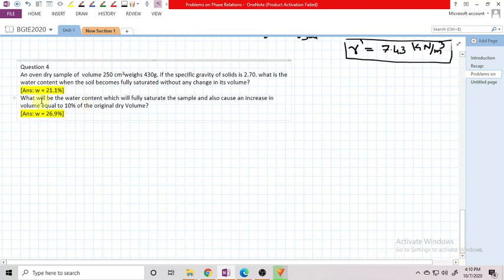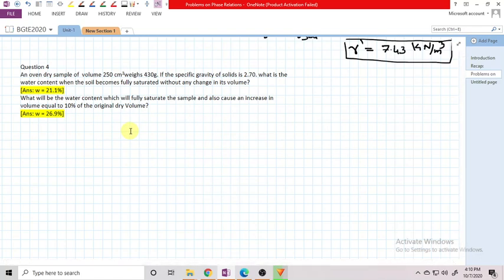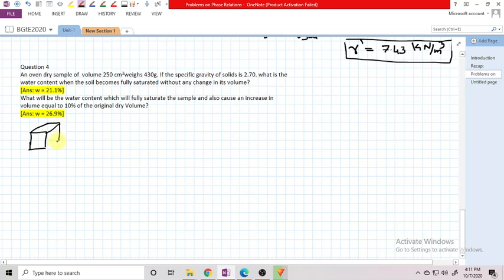Coming to the last problem, the fourth problem. What it is telling: an oven dry sample of volume 250 cm cube. So there is one soil sample. This is the oven dry sample. Oven dry means what?